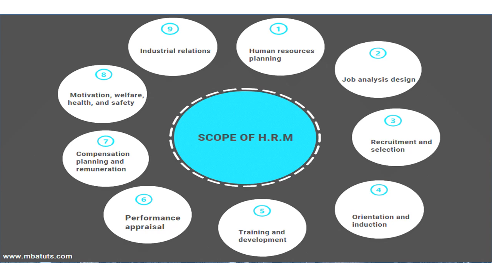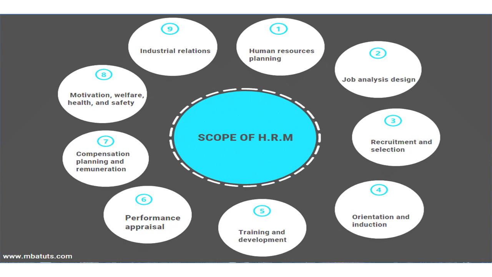Okay, then comes training and development. The organization has to make sure that the employees who are selected are competent, and able to handle the objectives of the organization, right? For that they will be provided with training. And development is mainly focusing on the managerial candidates. Then performance appraisal. On the basis of training and development, evaluation of the employees happens, and that comes under performance appraisal. Then compensation, planning and remuneration, and motivation, welfare, and health and safety.